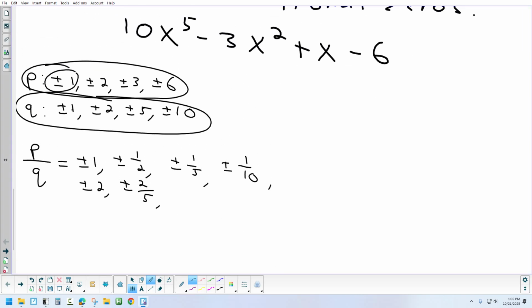Okay, so let's do the 3 in the top. We don't have any with 3 in the top yet. So 3 over 1, 3 over 2, 3 over 5, and 3 over 10. So those are all the fractions with a 3 in the top, and now with a 6 in the top.